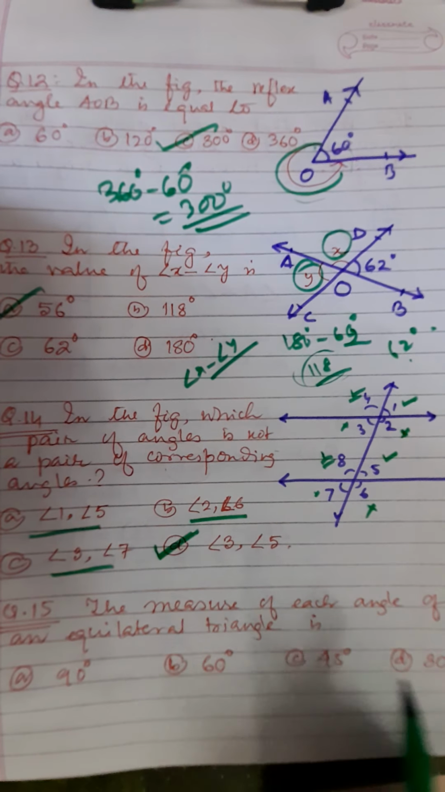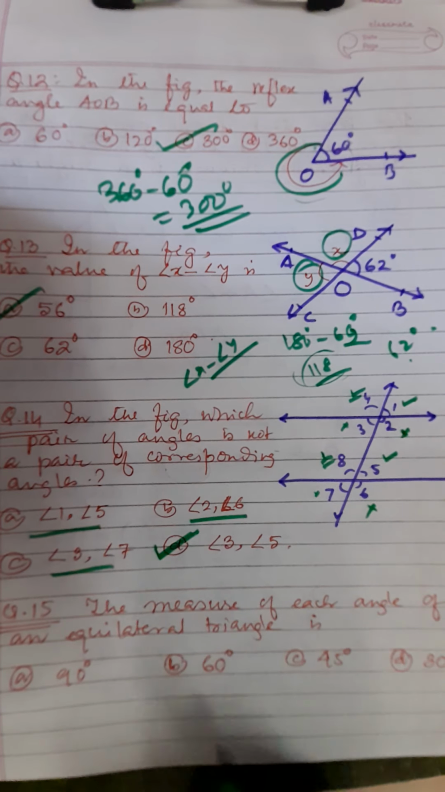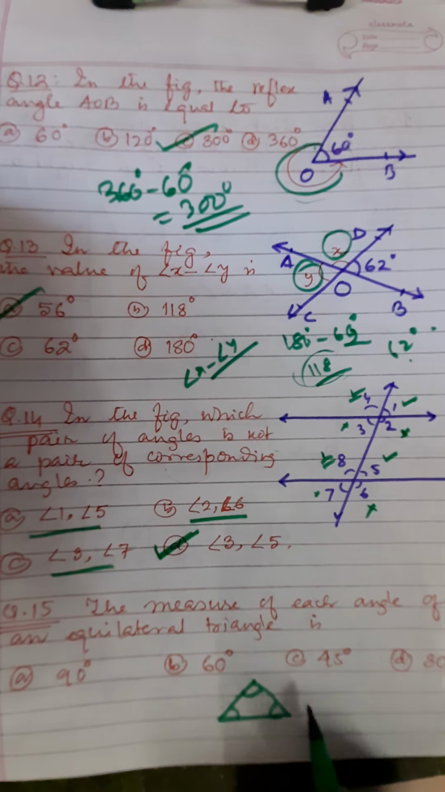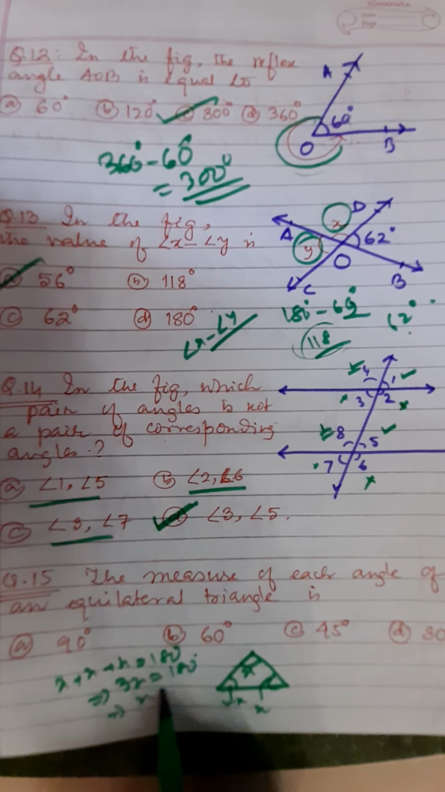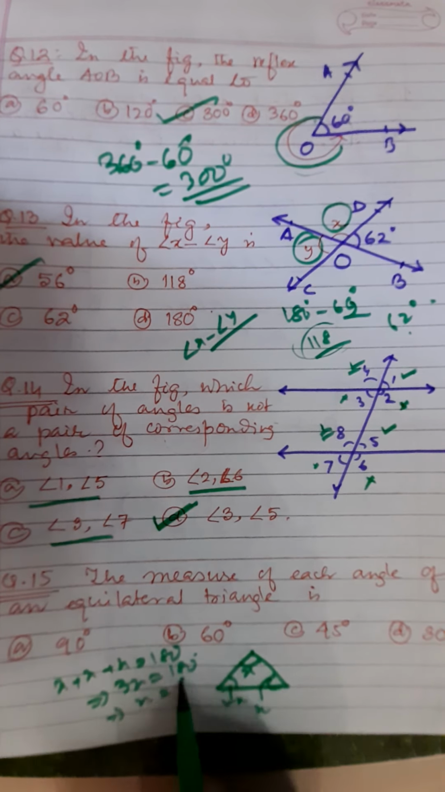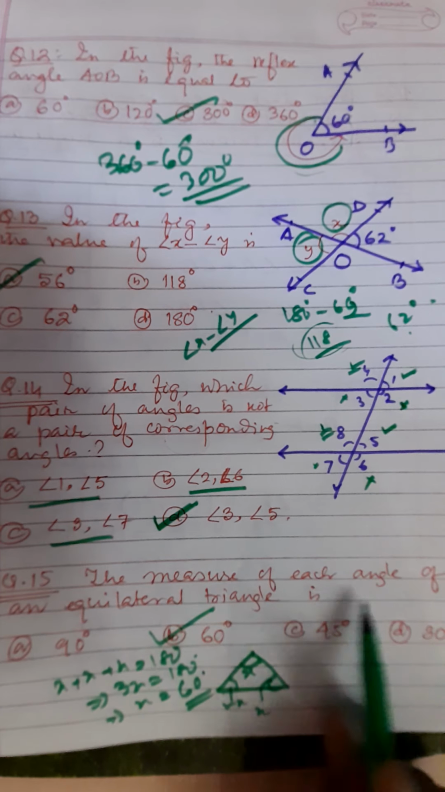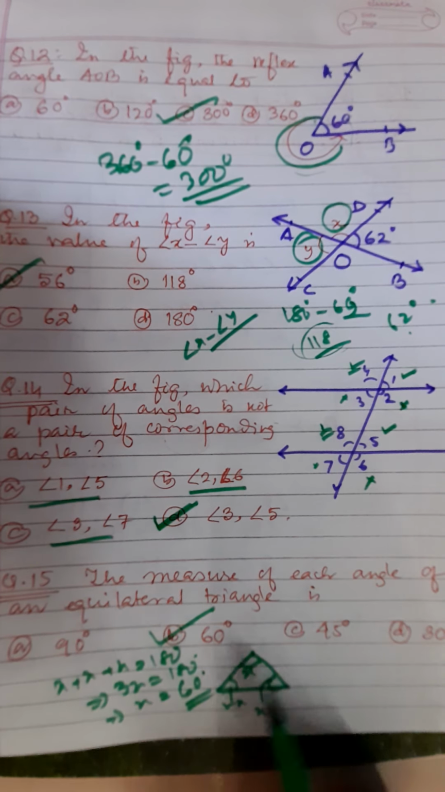Last question, the measure of each angle of an equilateral triangle. This is an equilateral triangle, all angles are equal. And the sum of the angles is what? If this is x, this is x, this is also x. The sum of the angles, x plus x plus x, is equal to 180. So 3x is equal to 180. So x is equal to what? 60. So all angles are equal to 60 degrees. The measure of each angle of an equilateral triangle is 60 degrees.